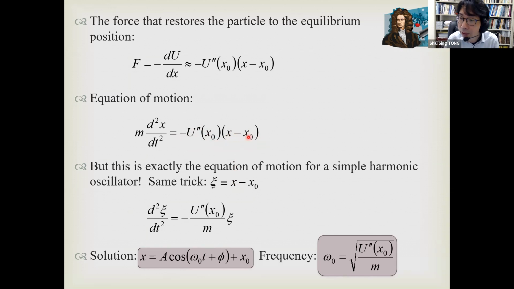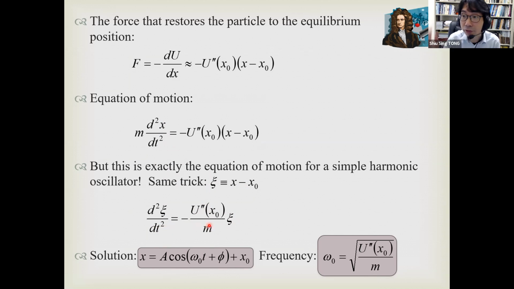We don't want this constant x naught, so we change a variable from x to x minus x naught. We just substitute xi into this term. So now the right hand side becomes xi, and the left hand side, because xi and x just differ by a constant, the second derivatives are just the same. So the second derivative of x is just the second derivative of xi. We now write the equation totally in terms of xi, and because this is a constant, we recognize that this is a simple harmonic motion.